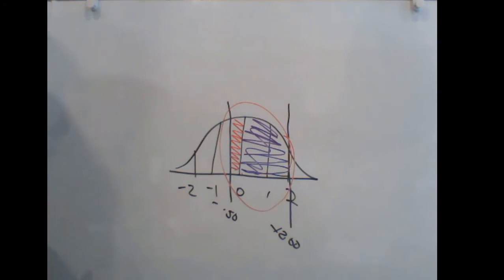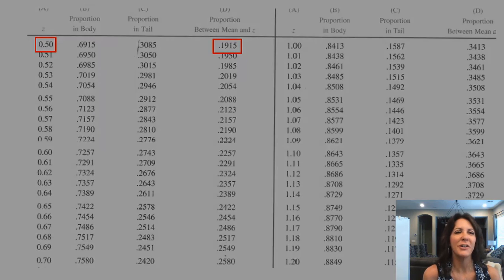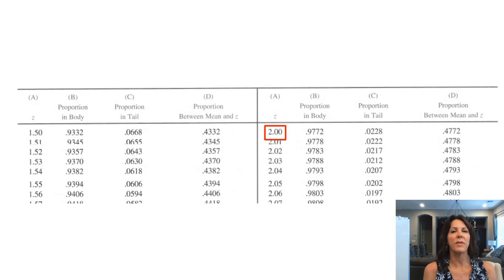So let's look at the unit normal table. Our lower z-score was a negative 0.50. And that gives us a proportion between the mean and the z that we mapped out of 0.1915. So that's part of the equation here. Our second z-score, the higher z-score, was positive 2.00. And again, we were going to look for the proportion between that z-score and the mean, and that gives us 0.4772. Now we know both proportions. Let's take a look at them together.